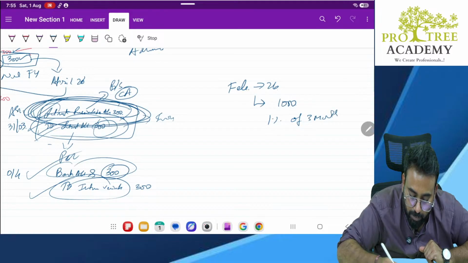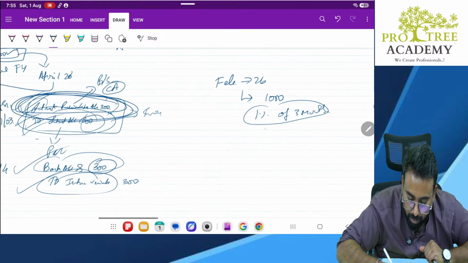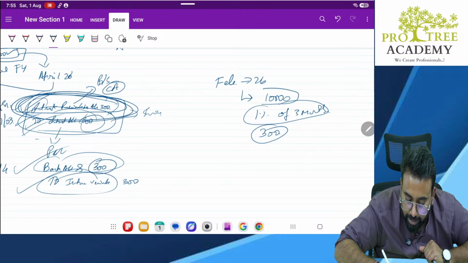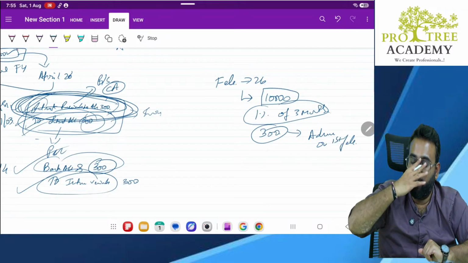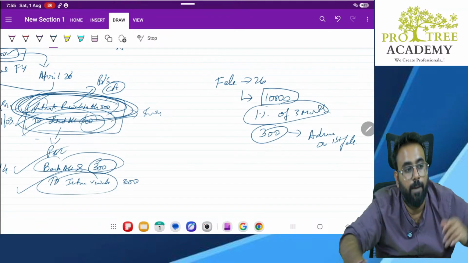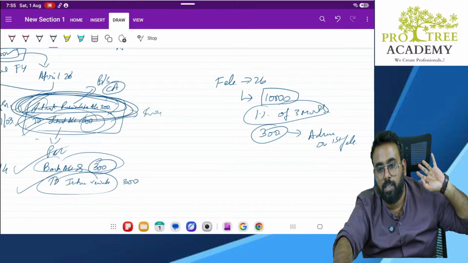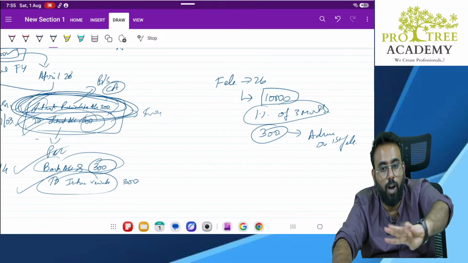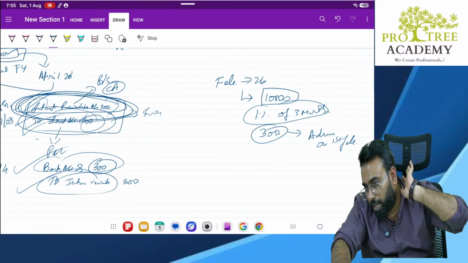And this 1% interest for 3 months will become 300 rupees. Say 10,000 is the deposit. Then 300 will be paid in advance on 1st February itself, sir. That means when you go to deposit 10,000 rupees, immediately they will give you 300 rupees advance. But your money, 10,000 rupees, is locked for 3 months. That money you cannot withdraw.